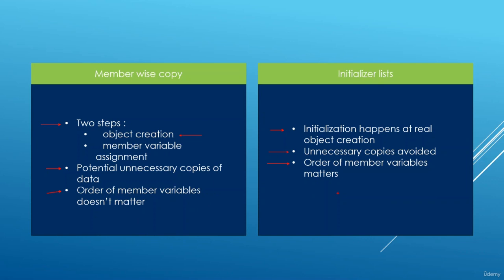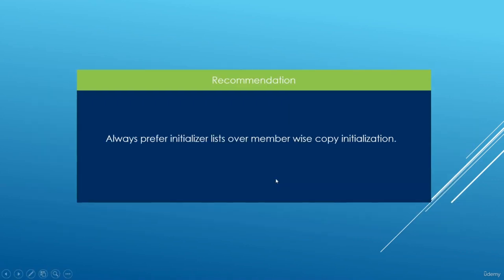So there are differences between the two ways we have to initialize our member variables in our classes. And this is what we have here. Okay, seeing all these differences, I would recommend to always prefer initializer lists over member-wise copy initialization. For now, we're going to head over to Visual Studio Code and play with this a little more.